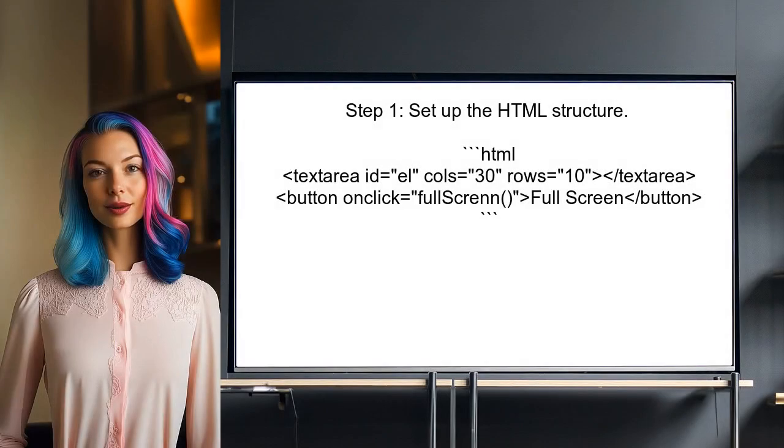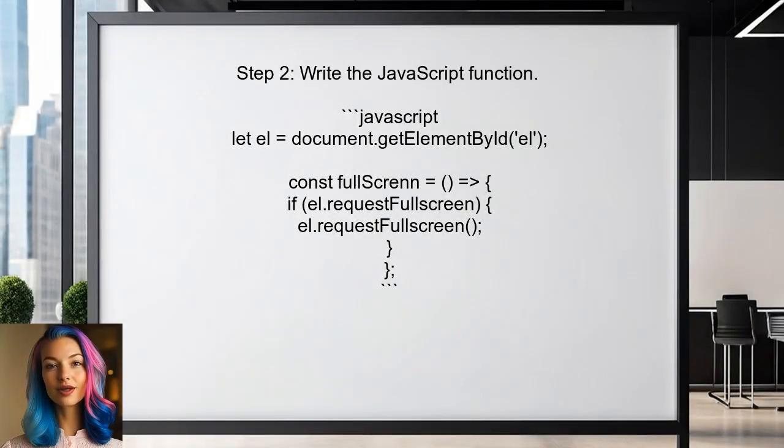To create a full-screen text area without using jQuery or any library, the user should start by setting up the HTML structure. This includes a text area and a button to trigger the full-screen mode. Next, the user needs to write the JavaScript function that will handle the full-screen functionality. This function will use the Fullscreen API to make the text area occupy the entire screen.